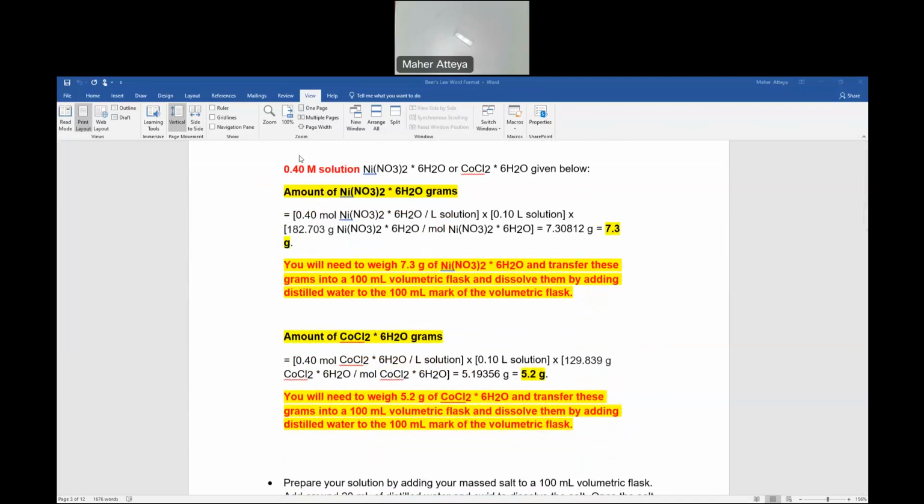I showed you the calculations here. You start with 0.4 mole per liter. You have to prepare, you take out of this 10 mL of the solution, correct? Then you multiply it by the molar mass of these crystals you have. You will get your number of grams. Take those grams and dissolve them in 100 mL. This is 0.10 liter. That's 100 mL, not 10 mL.